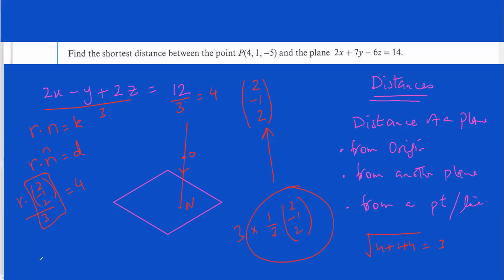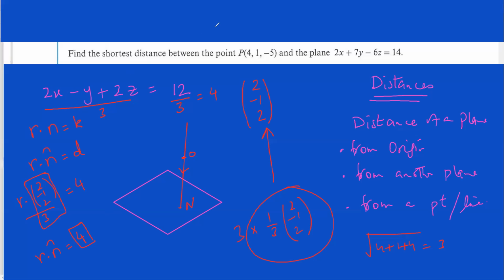Now this equation has been written in the form r dot n equal to 4. So this 4 is the distance of this plane from the origin. Whenever you want to find the distance of a plane from the origin, you have to make sure that the normal is written in the form where we have its unit vector.